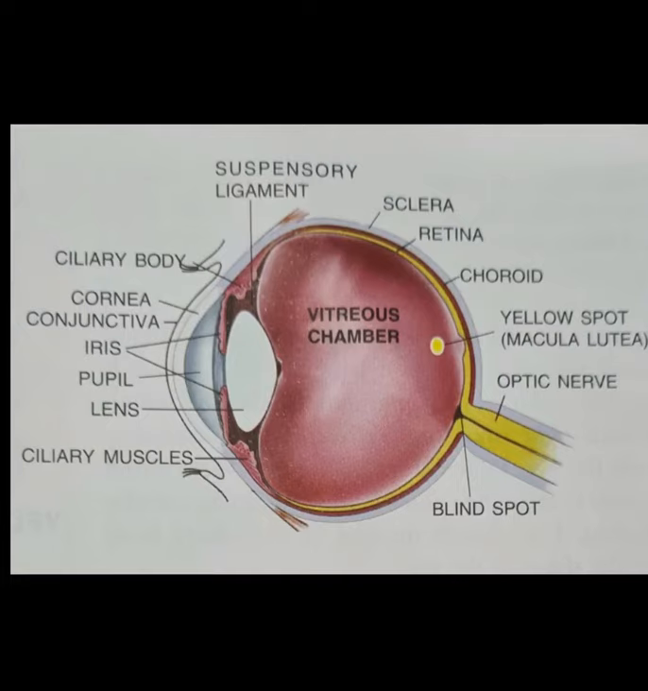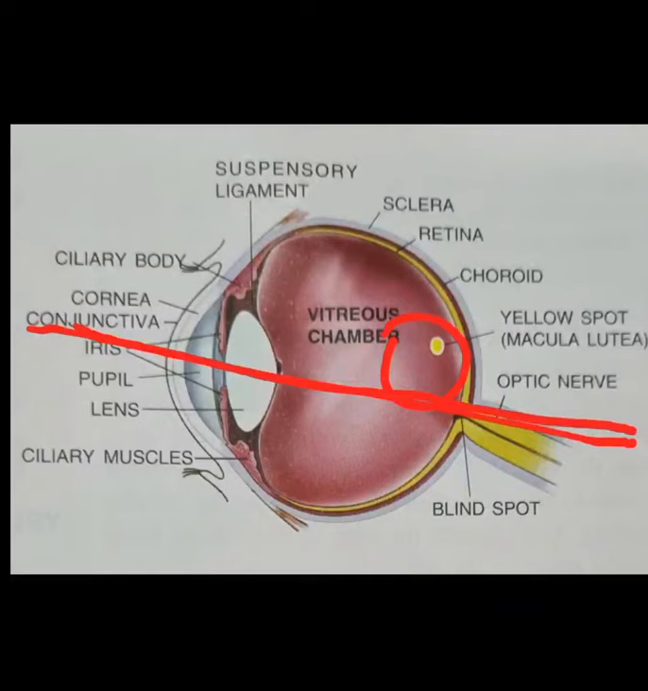The next structure related to our eye is the yellow spot, the area of best vision. Another name for the yellow spot is macula lutea. Macula means spot and lutea, that is luteum, yellow in color. This yellow spot is present at the back of the eye, almost at the center on the horizontal axis of the eyeball. So at the back, at the center of the horizontal axis, this yellow spot is present.